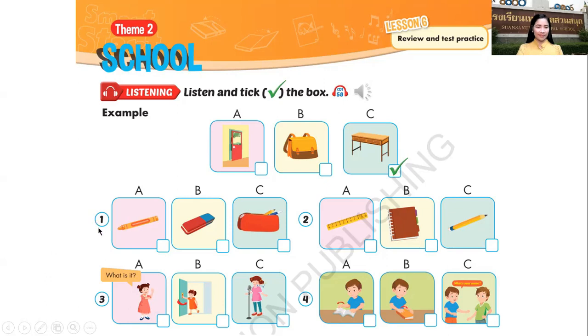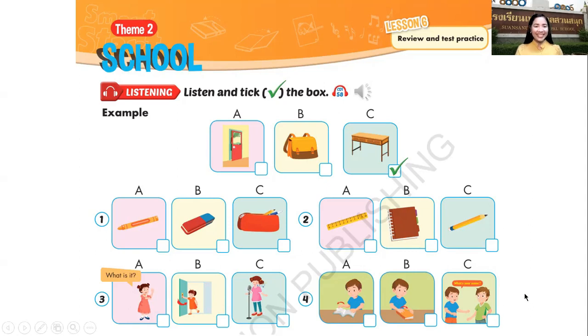1. Is this an eraser? Yes, it is. A, B, or C. Tick the box. 2. Is this a pencil? No, it isn't. What is it? It's a ruler. A, B, or C. 3. Please sing a song. Sure. La la la la la la la. A, B, or C. 4. Please close your book. Yes, teacher. A, B, or C.